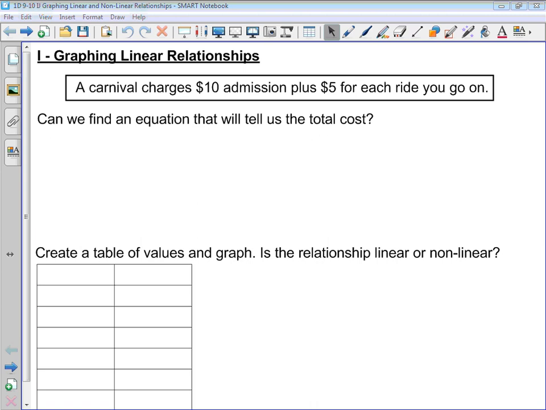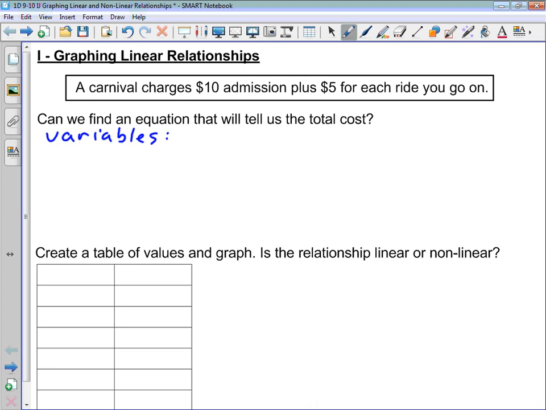So let's just take a look at an example here. A carnival charges $10 admission plus $5 for each ride you go on. Can we find an equation that will tell us the total cost? Well, let's think first about what kind of variables we are working with in here. What sorts of things are changing in this question?